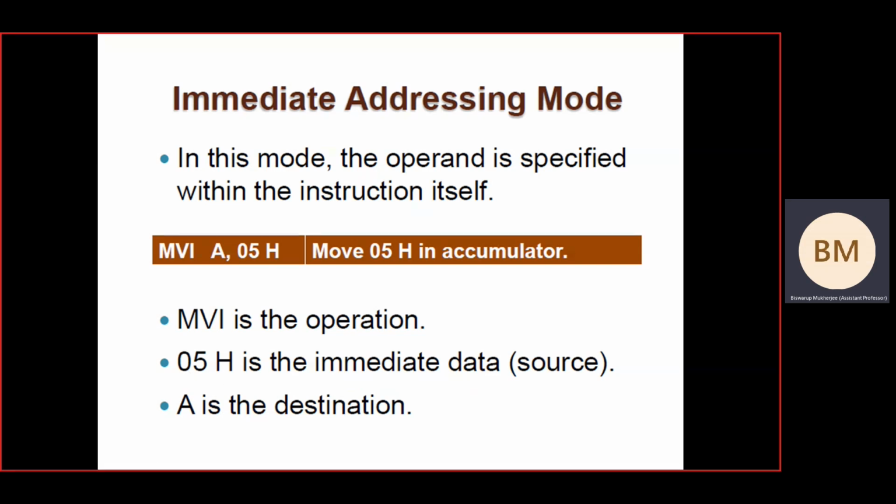This is 8-bit data. Now why is it 8-bit data? Because 5 would be denoted by 4 binary bits, and 0 will be denoted by 4 binary bits. These are the hex digits, so that is why 05 is 4 plus 4, 8-bit data. This 8-bit data will be directly stored in the MVI A, that means in the accumulator. So the accumulator is the destination and 05 is the direct data, so you are storing it immediately.